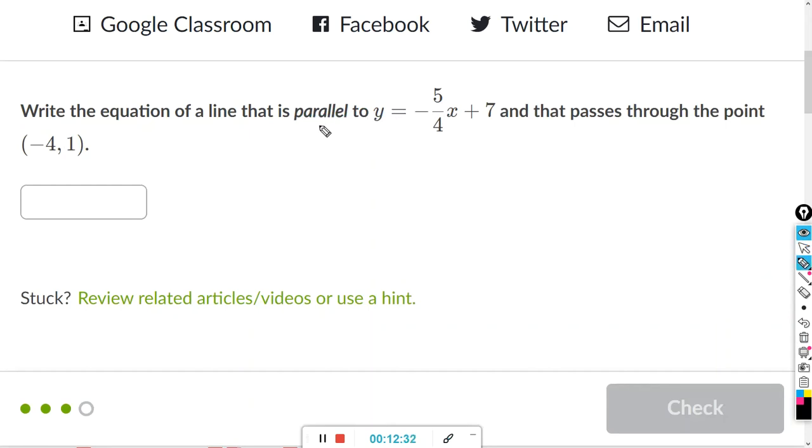Here we want the parallel line to this line here that passes through this point. Slope is the number with x, once you have it in y equals form. And parallel lines have the same slope, so we just keep the same slope. This is m. And it passes through this point.